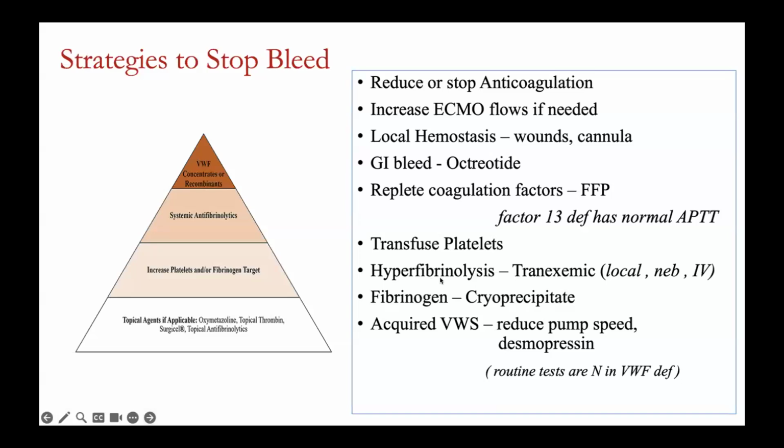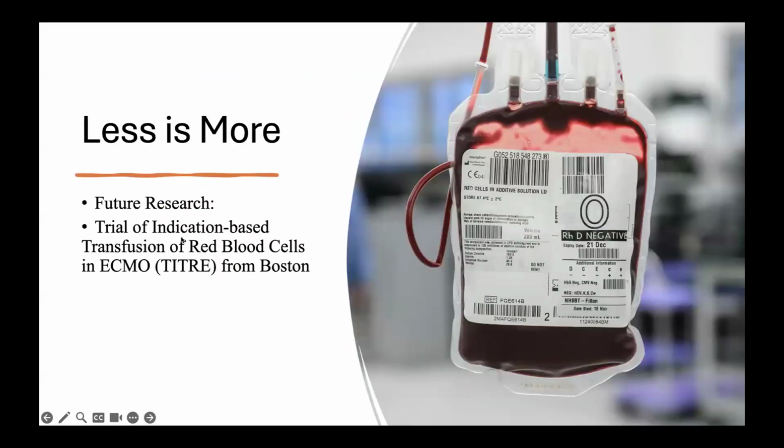Transfuse platelets. For hyperfibrinolysis, tranexamic acid can be given locally, nebulized, or IV. If there's a fibrinogen problem, cryo. And of course, think of acquired von Willebrand syndrome, reduce your pump speed because that can cause problems. So this is the mantra for blood products and therapy on ECMO: less is more.